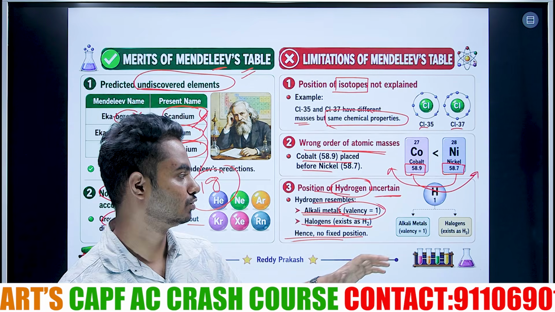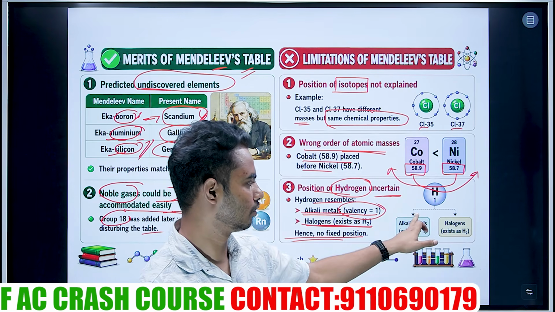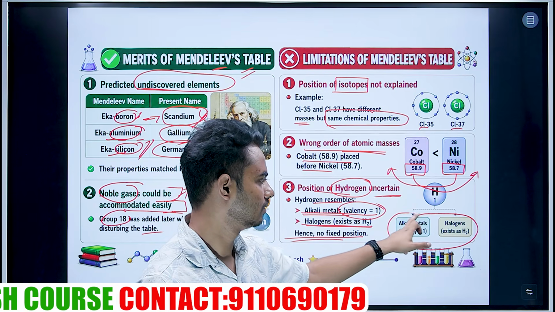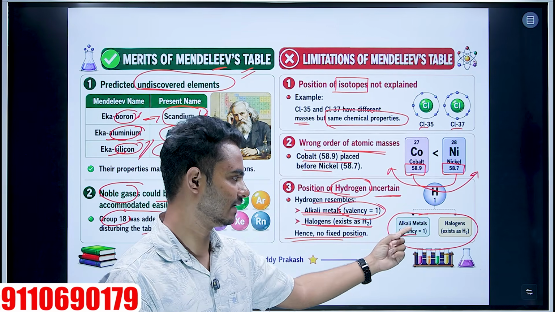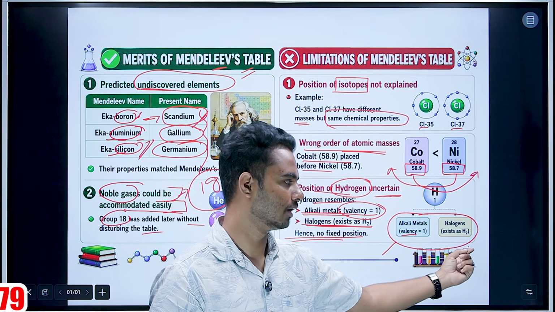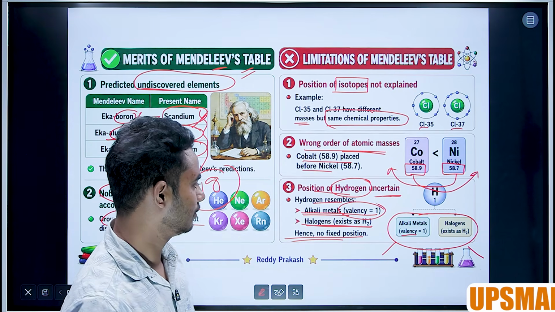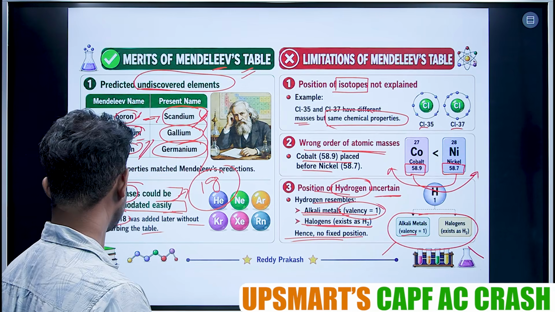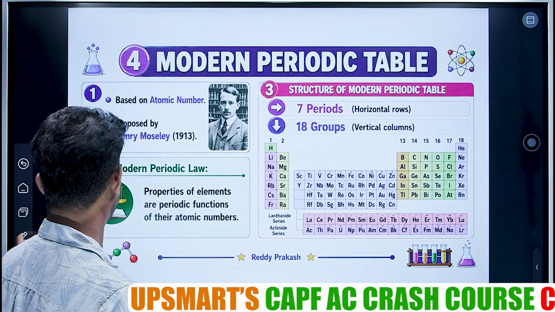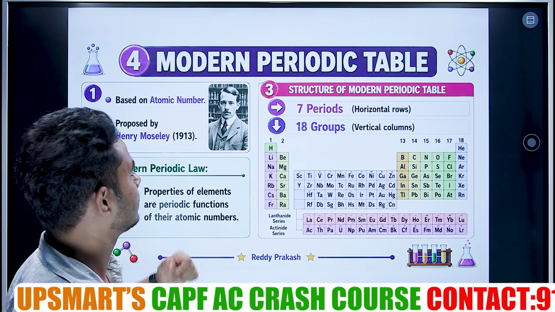He was confused. So no fixed position, because hydrogen showcased two similarities. Similarity with valency 1, that is alkali metals. Similarity with halogens. Okay. So he was confused. These were the advantages and disadvantages. Easy with this. So next one, modern periodic table.